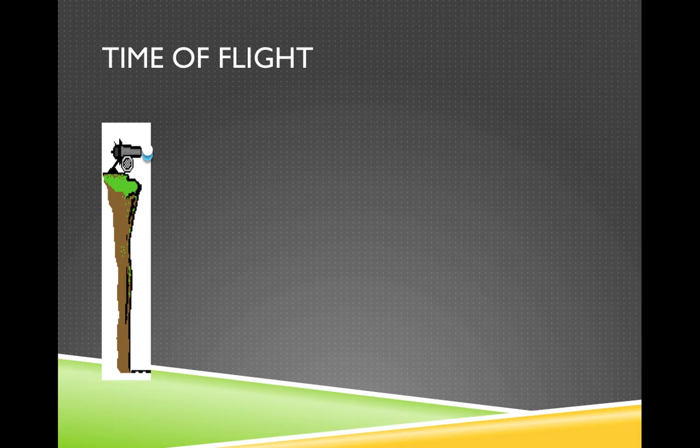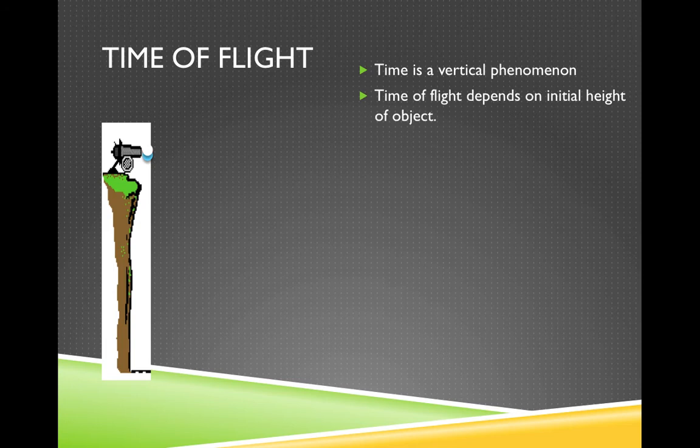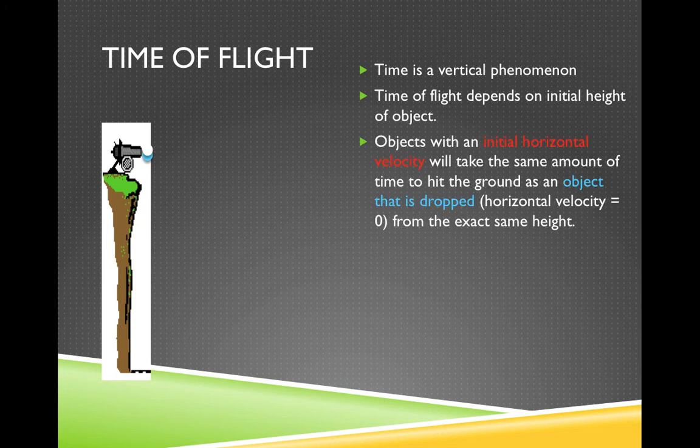You may wonder how the time of flight is different for an object that is dropped and one that is launched with an initial horizontal velocity. Time of flight is a vertical phenomenon, meaning that it depends on the initial height of the object only. If we view the position of a projectile that is dropped compared to a projectile with an initial horizontal velocity, we see that the vertical positions line up.